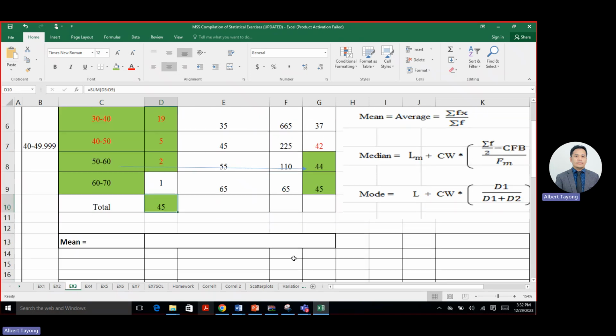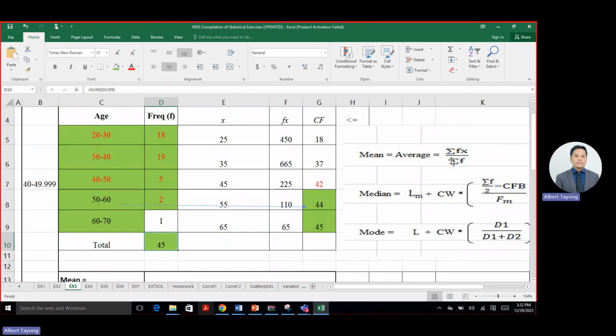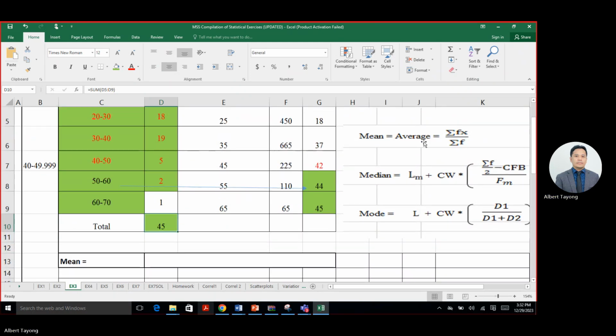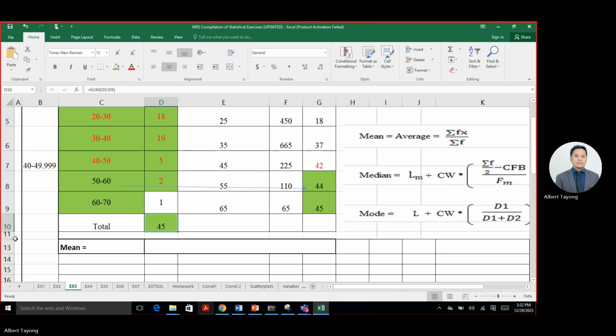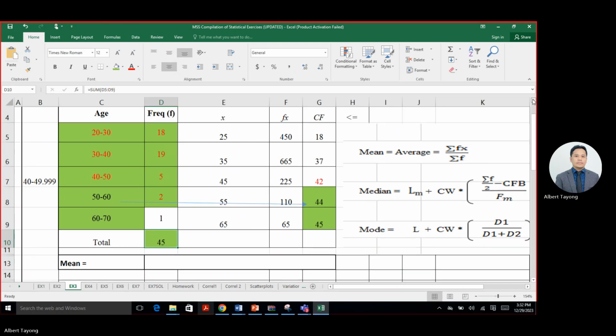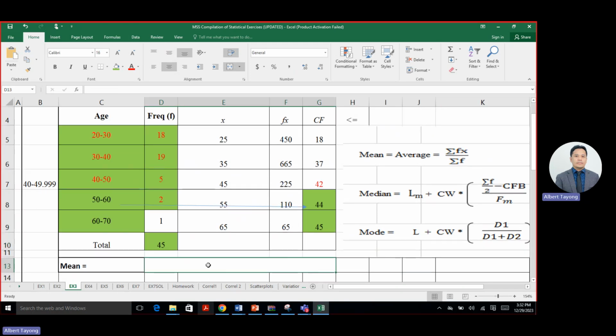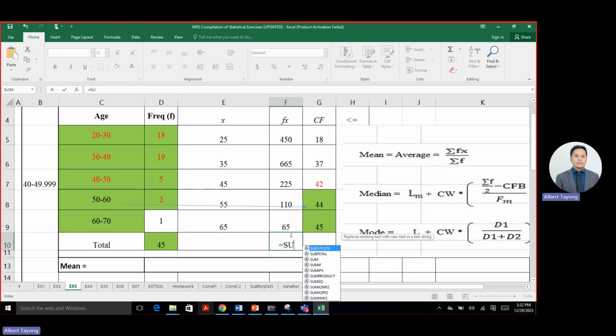So let's now proceed to calculating the mean. The formula is given. The formula is sigma fx over sigma f. That means we're going to get the total of fx, so we have to get the total here, equals the sum of these values. As you can see, we have 1515.